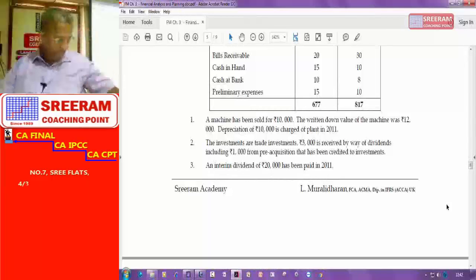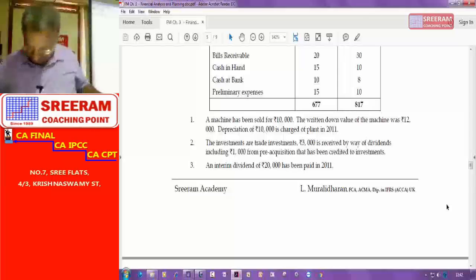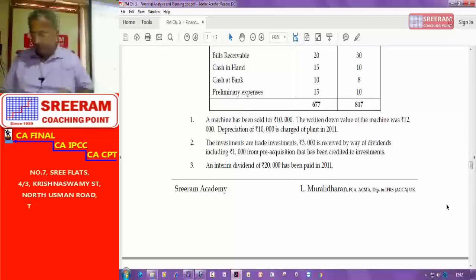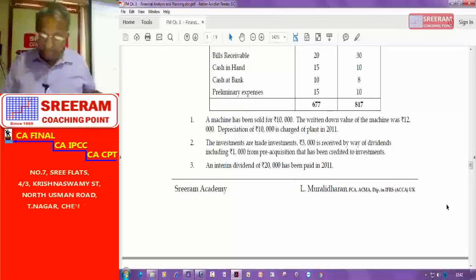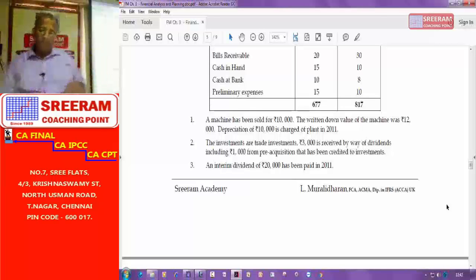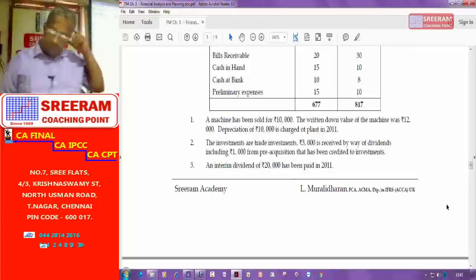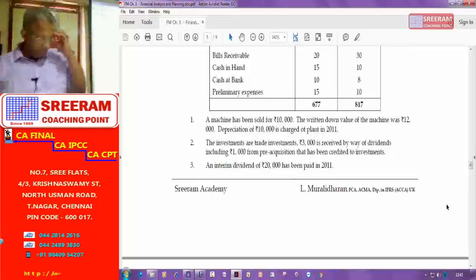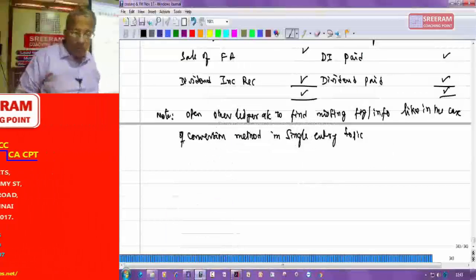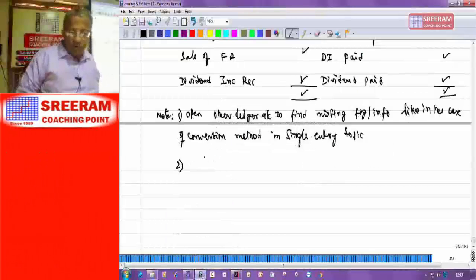The machine has been sold for 10,000. The written down value of the machine was rupees 12,000. Depreciation of 10,000 is charged on plant in 2011. The investments are trade investments; 3,000 is received by way of dividend, including 1,000 from pre-acquisition profit, which has been credited to investments. An interim dividend of 20,000 has been paid in 2011. Problem ends there.